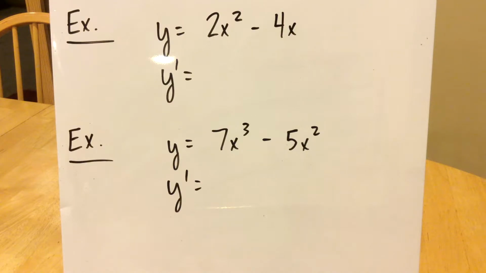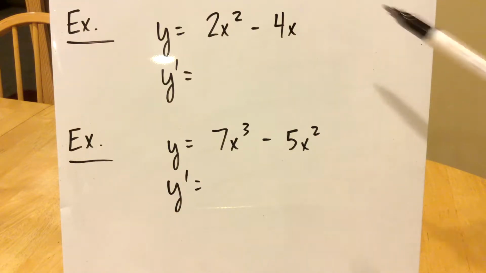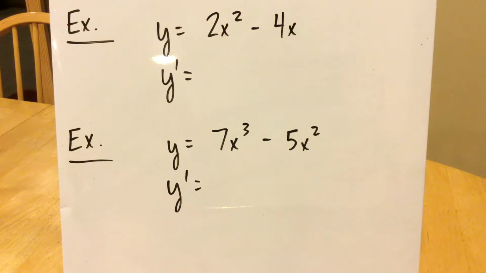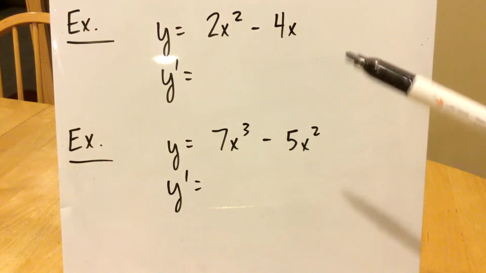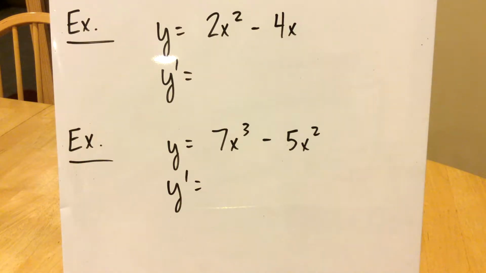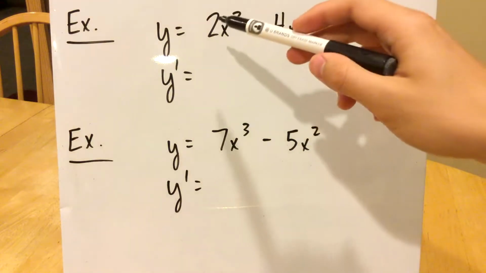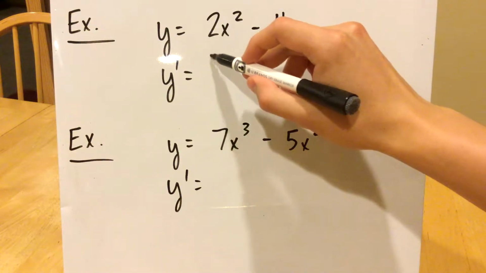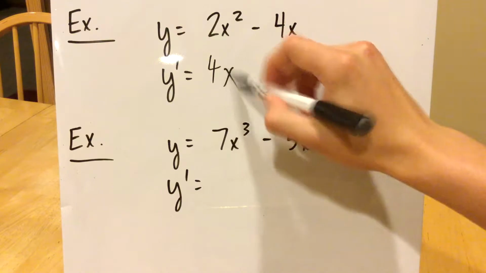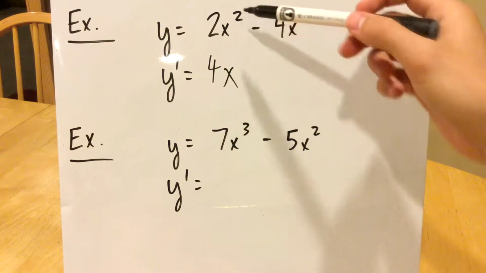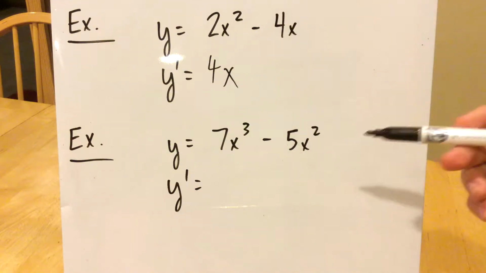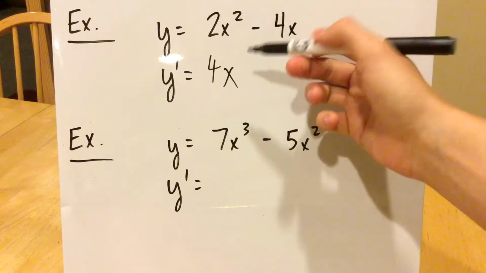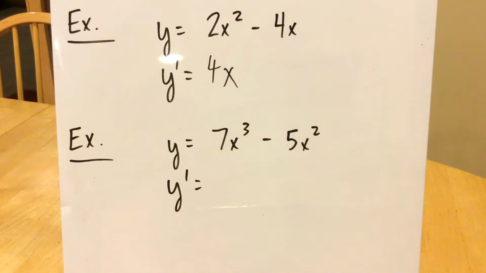So keeping in mind what we just did, we can look at this problem right here. We have y is equal to 2x squared minus 4x. So the first step of the rule was to times the outside number by the exponent here. So 2 times 2, and then there we would get 4x, and then keeping in mind we have to subtract 1 from the exponent. So it'd be 4x to the 1, which is still 4x.